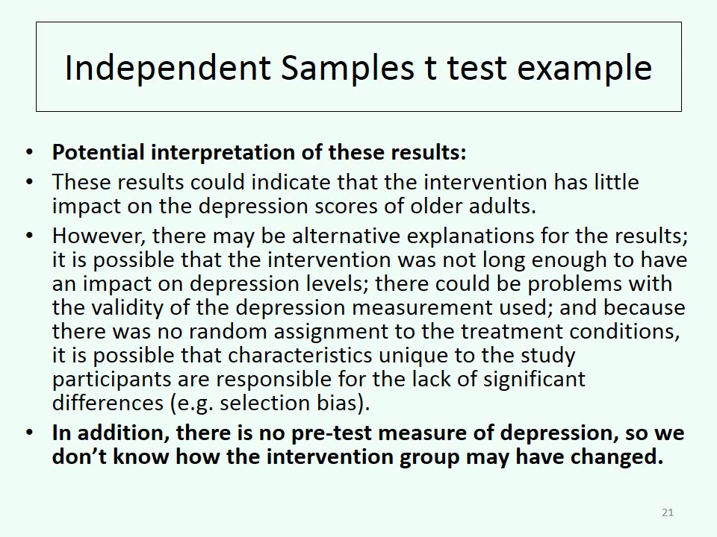It is possible that the intervention was not long enough to have an impact on depression levels. There could be problems with the validity of the depression measurement used. And because there was no random assignment to the treatment conditions, it is possible that characteristics unique to the study participants are responsible for the lack of significant differences. In addition, there is no pre-test measure of depression, so we don't know how the intervention group may have changed.